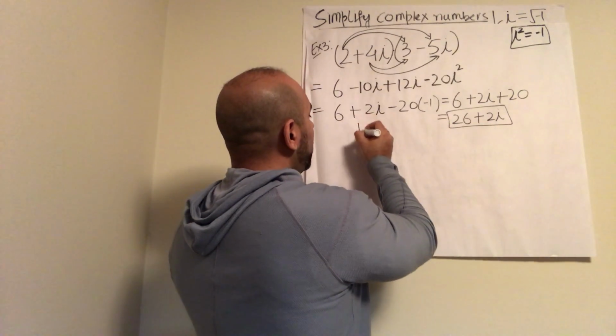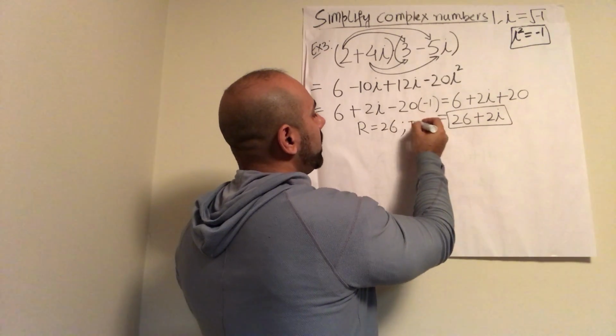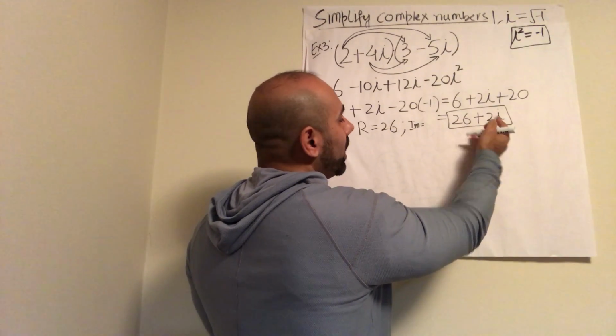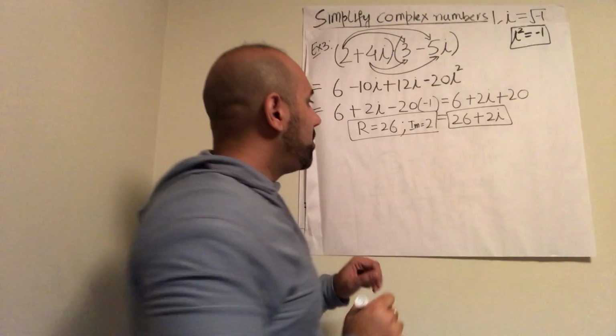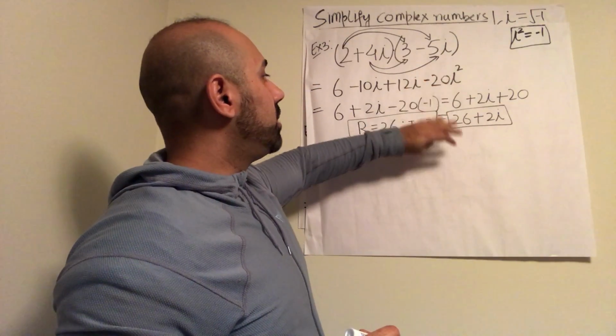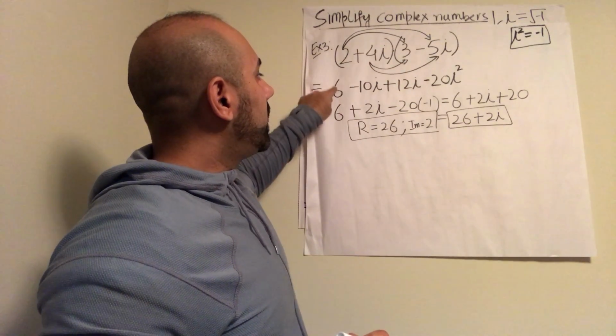So the real part for this example would be 26, and the imaginary part would be the number in front of the i, which is a positive 2. So we have both the real and imaginary parts of this complex number, which is simplified by multiplying these two complex numbers. So please look carefully at all the steps.